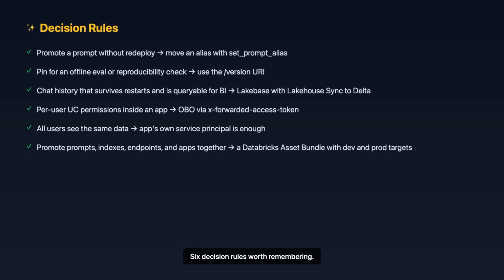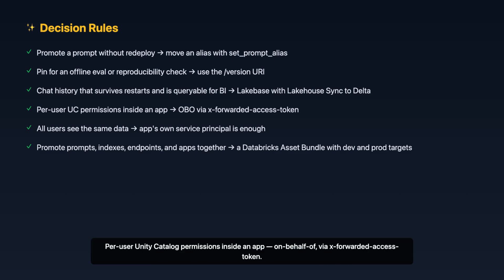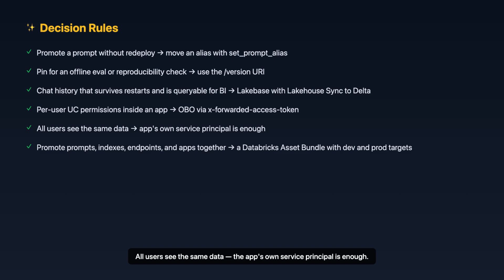6 decision rules worth remembering. Promote a prompt without redeploying the app: move an alias with set prompt alias. Pin a prompt for an offline eval or reproducibility check: use the /version URI. Chat history that survives restarts and is queryable for BI: Lakebase, with Lakehouse sync to Delta. Per-user Unity Catalog permissions inside an app: on behalf of, via X-Forwarded-Access-Token. All users see the same data: the app's own service principal is enough. And promoting prompts, indexes, endpoints, and apps together from dev to prod: a Databricks asset bundle with dev and prod targets.